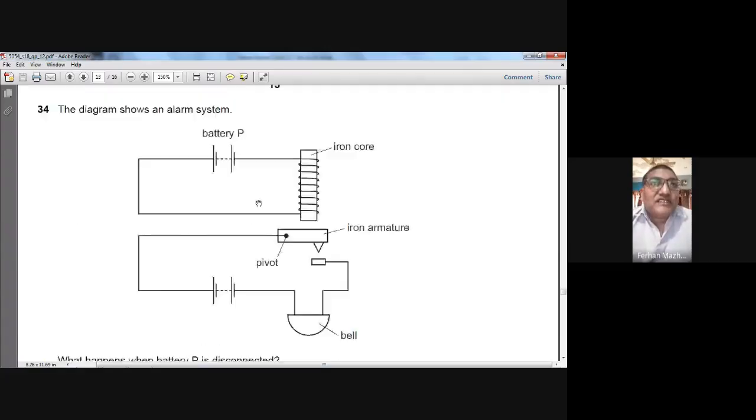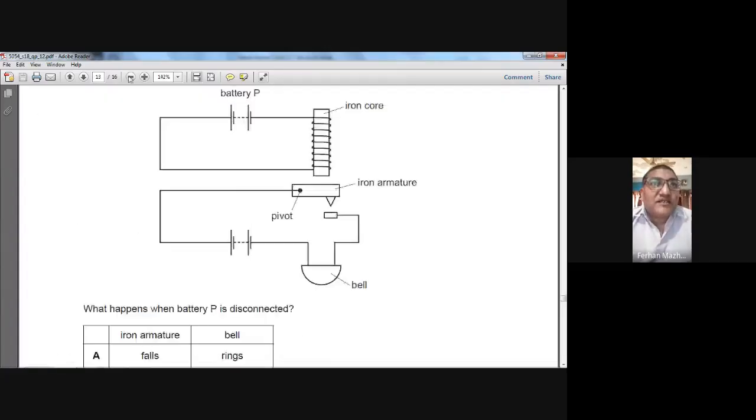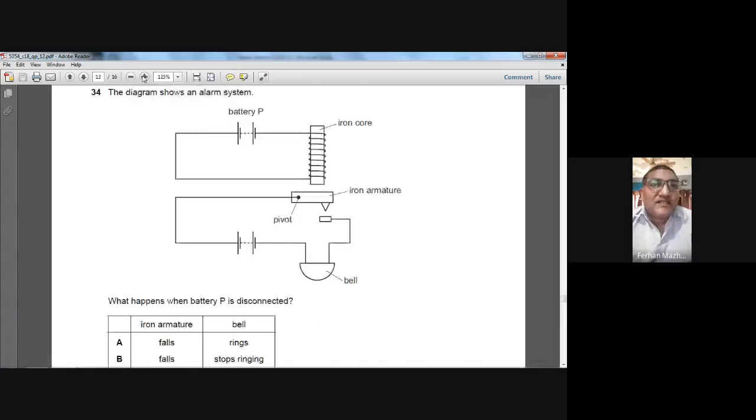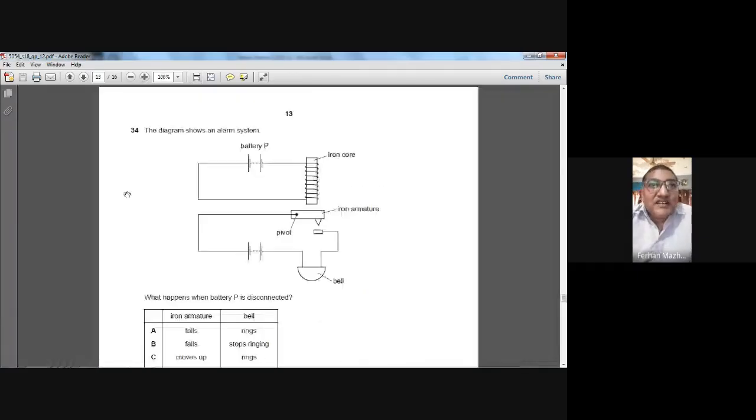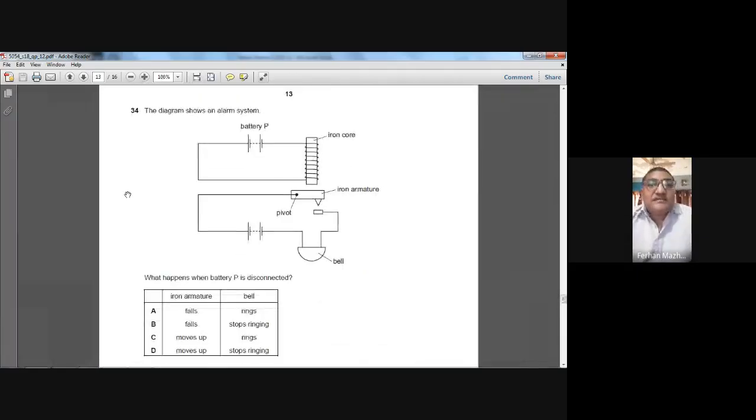It's a famous question. It's a repeat question. Remember this question. You will see this question in many other papers. The diagram shows an alarm system. So what happens when battery B is disconnected?